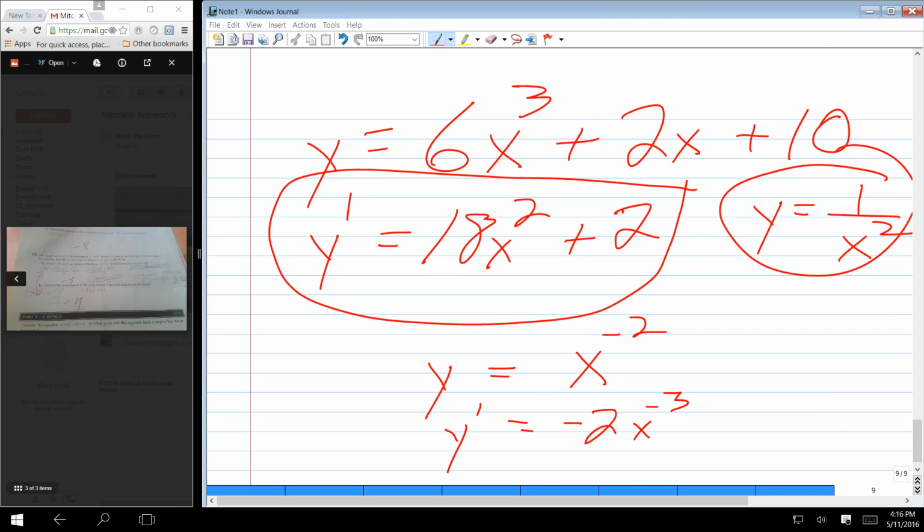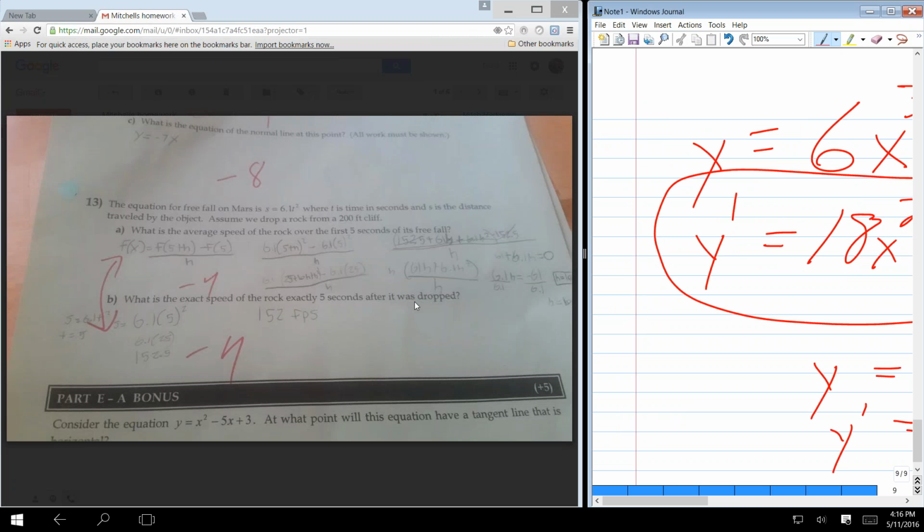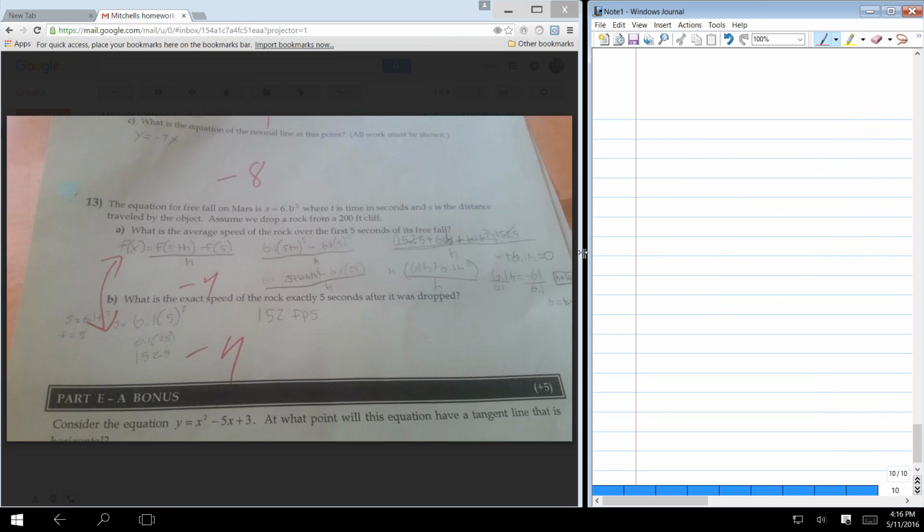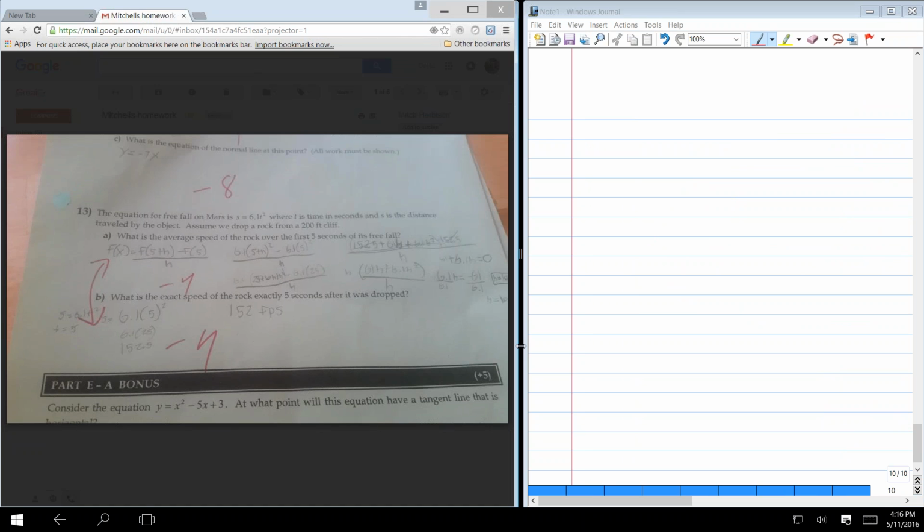All right, so that takes care of 13A and B. Let's look at this bonus question, because it's really kind of easy, especially now that you know. Of course, I'm not quite sure that the teacher's going to let you get away with using just the power rule. I doubt that. But that's okay. We can go through doing this the hard way if you want, but the concept is what's important here.